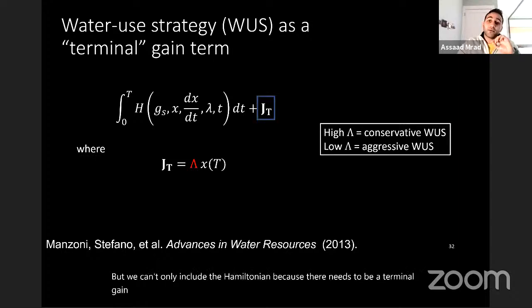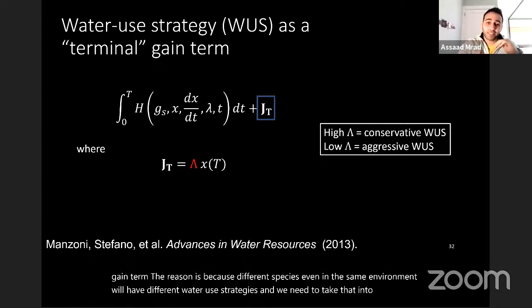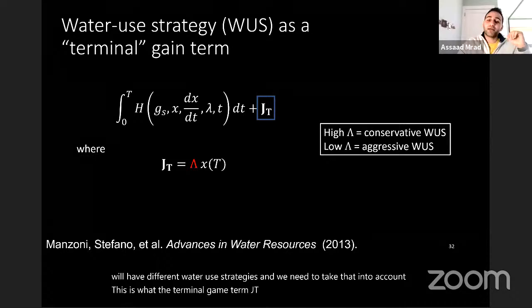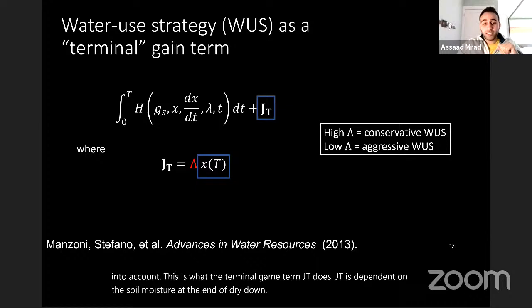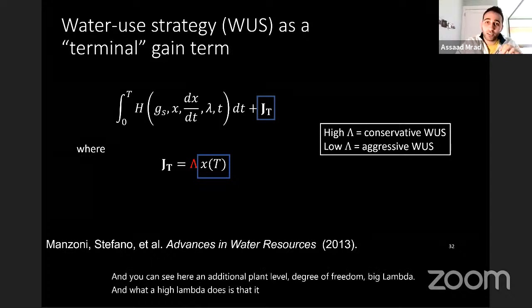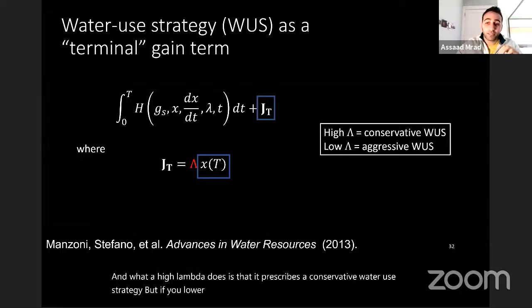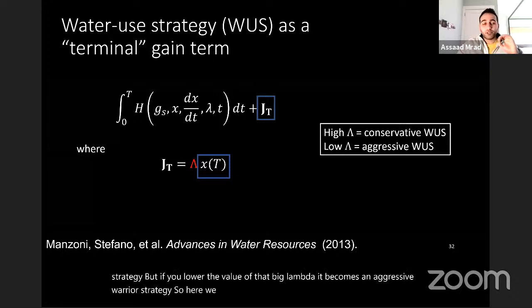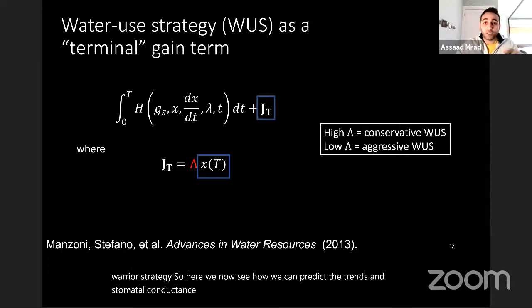The reason is because different species, even in the same environment, will have different water use strategies, and we need to take that into account. This is what the terminal gain term JT does. JT is dependent on the soil moisture at the end of dry down. And you can see here an additional plant level degree of freedom, big lambda. And what a high lambda does is that it prescribes a conservative water use strategy. But if you lower the value of that big lambda, it becomes an aggressive water use strategy. So here we now see how we can predict the trends in stomatal conductance while also taking into account water use strategy.